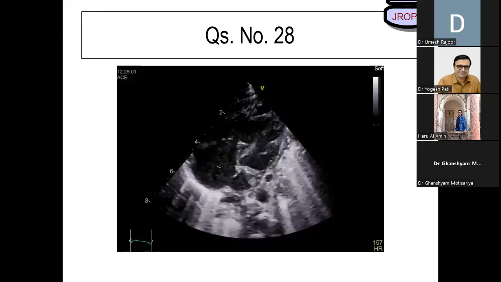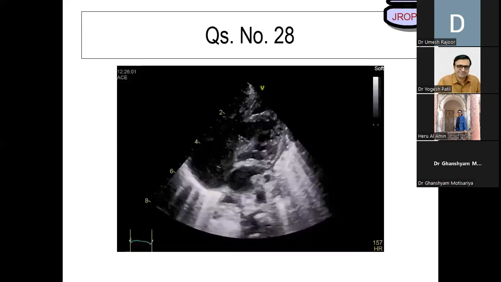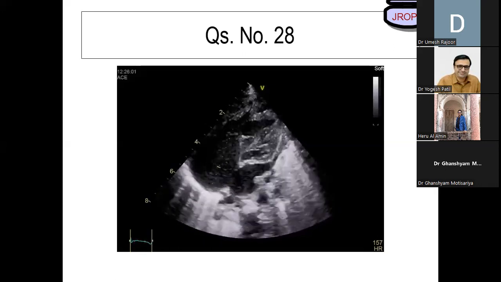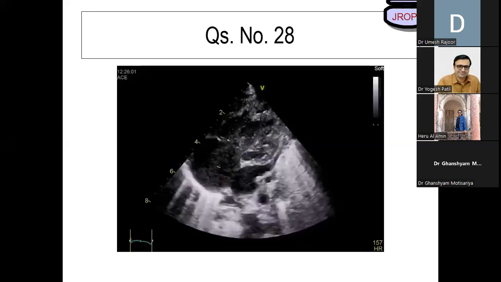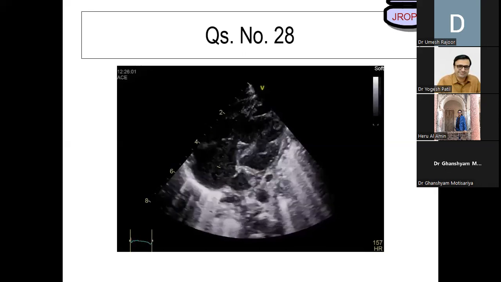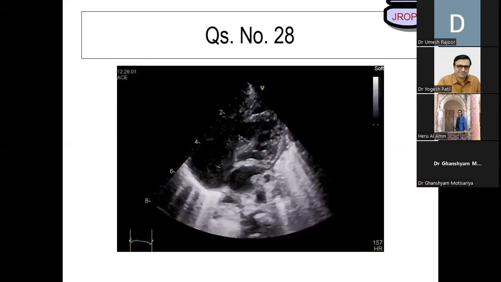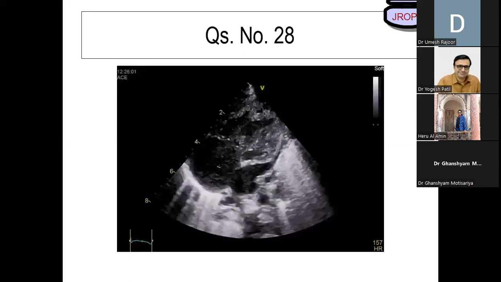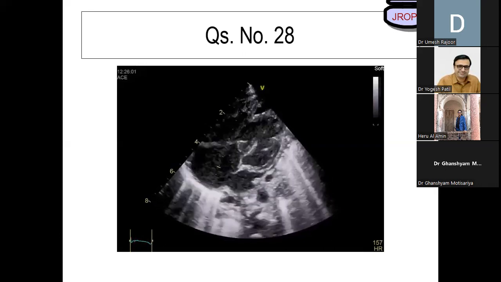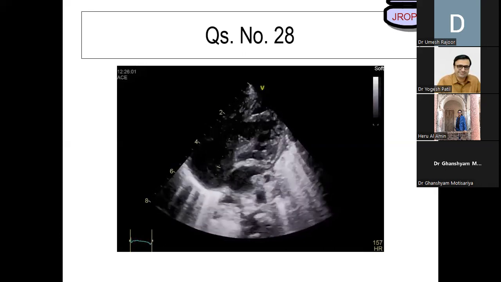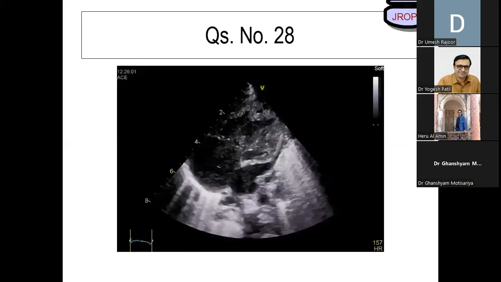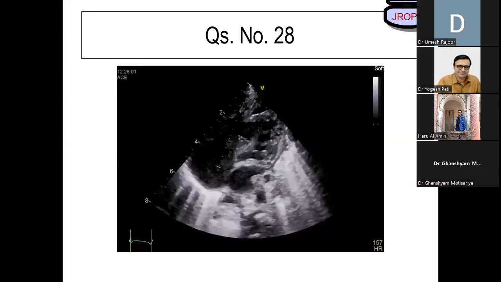The LV looks very trabeculated. We hardly see this kind of a picture in our life, once in a blue moon. LV is looking more trabeculated than the RV, with a large VSD. What else apart from this? There is one very simple finding which is telling you.